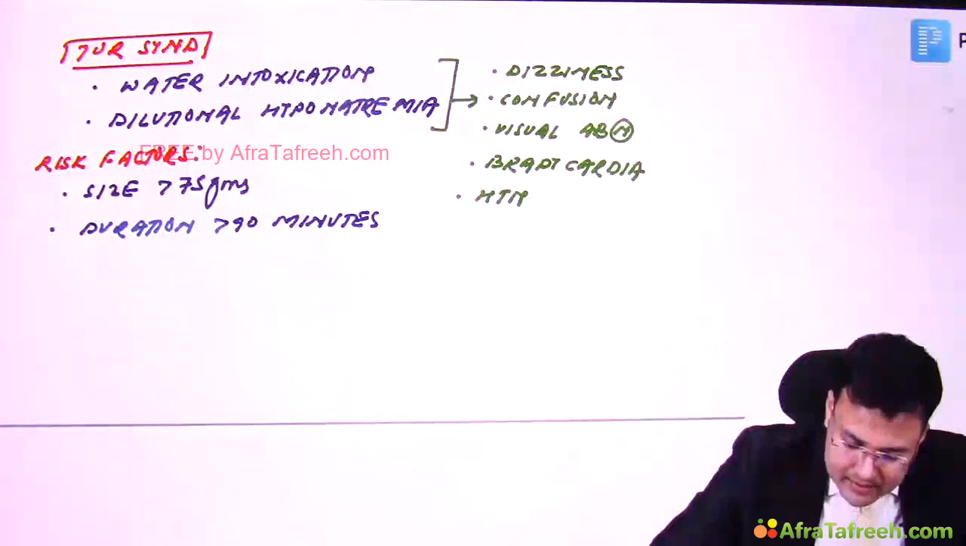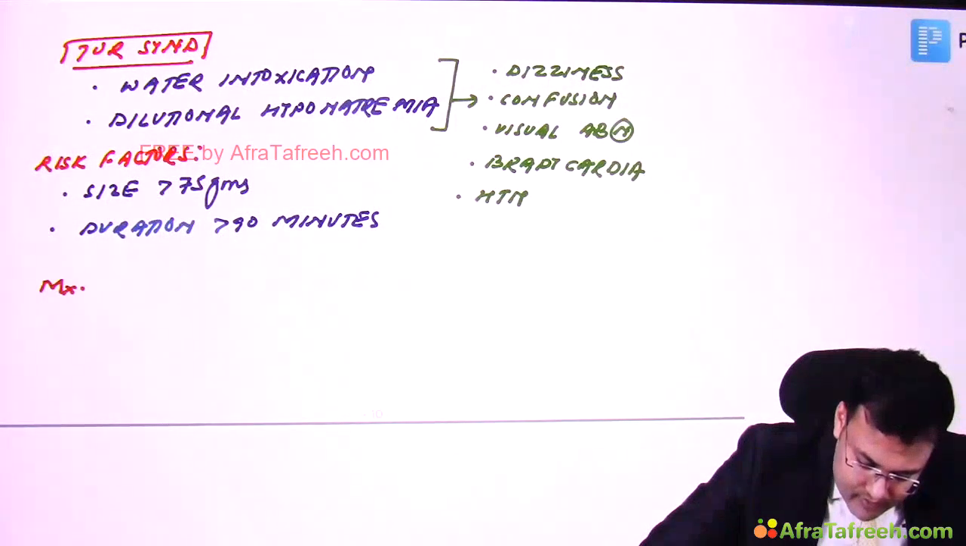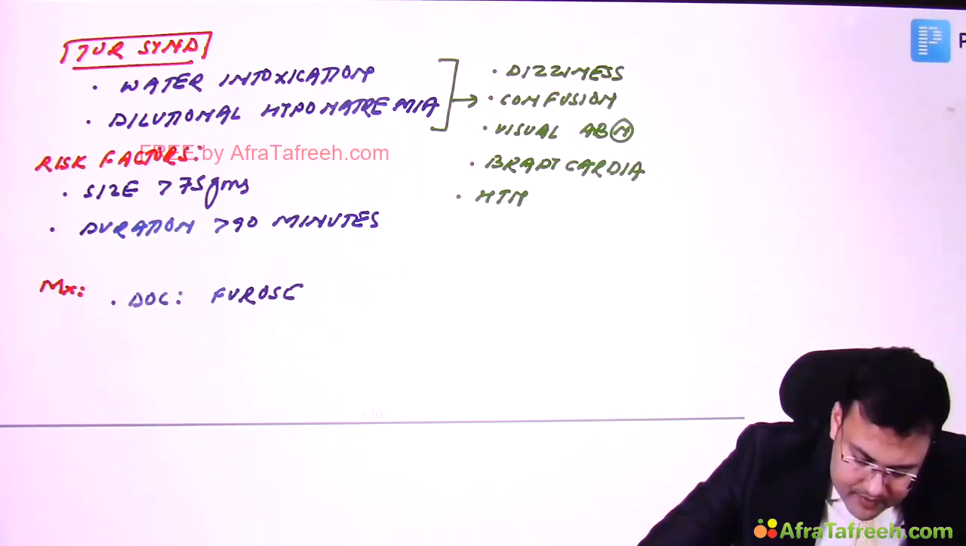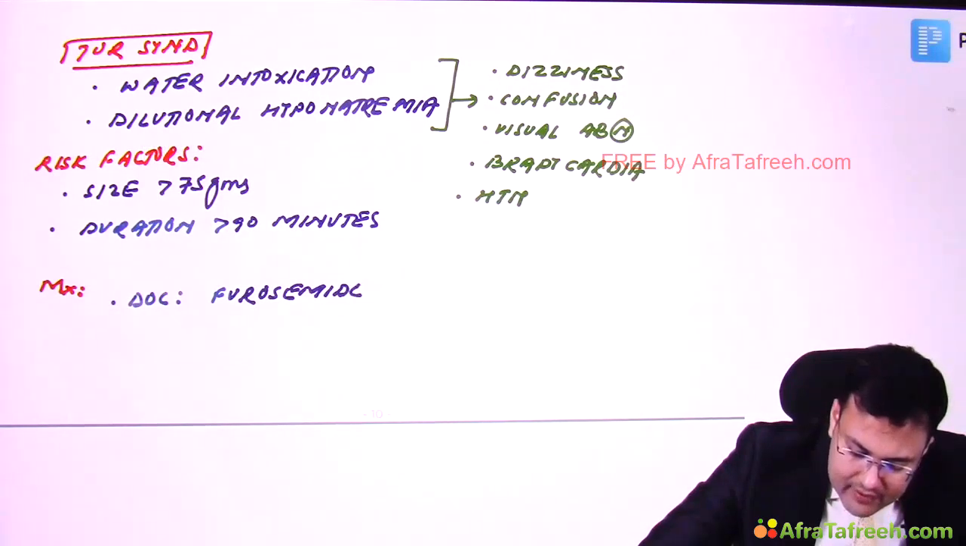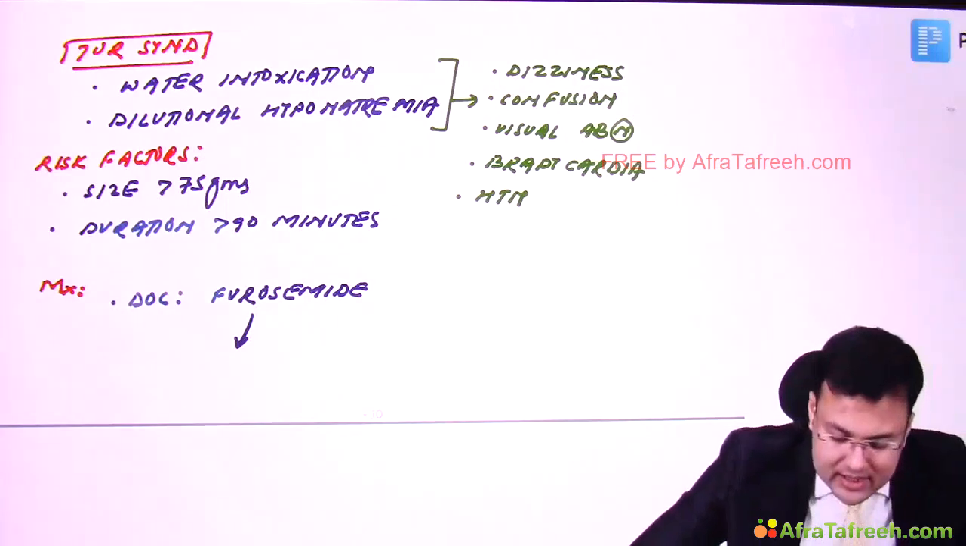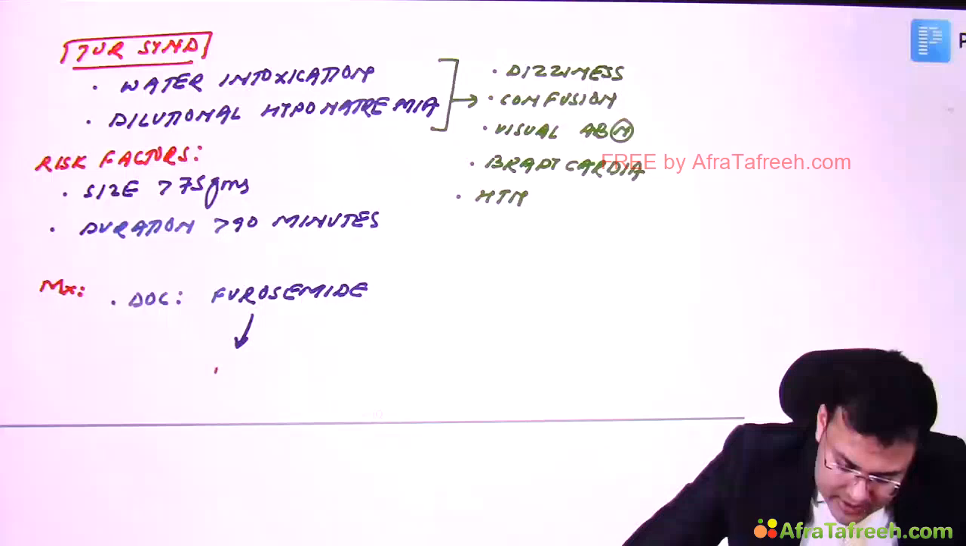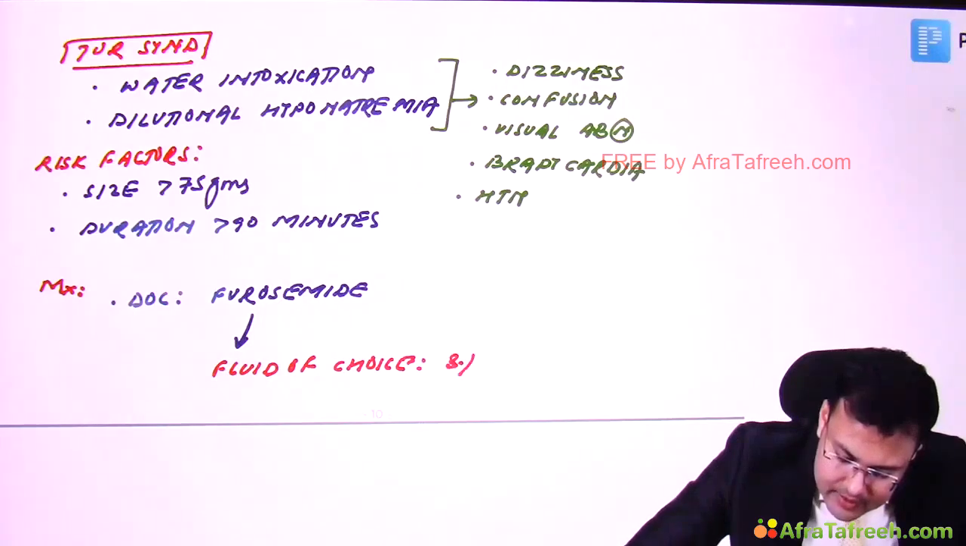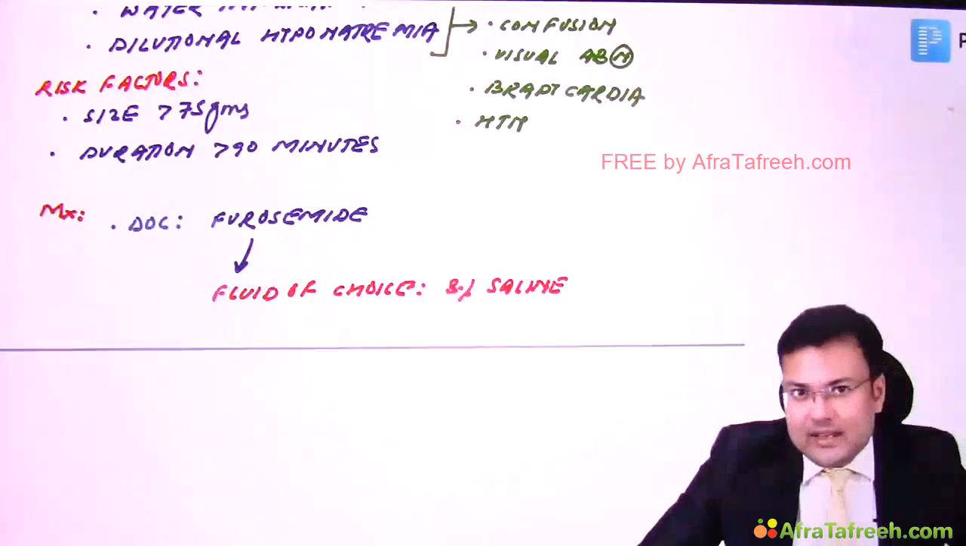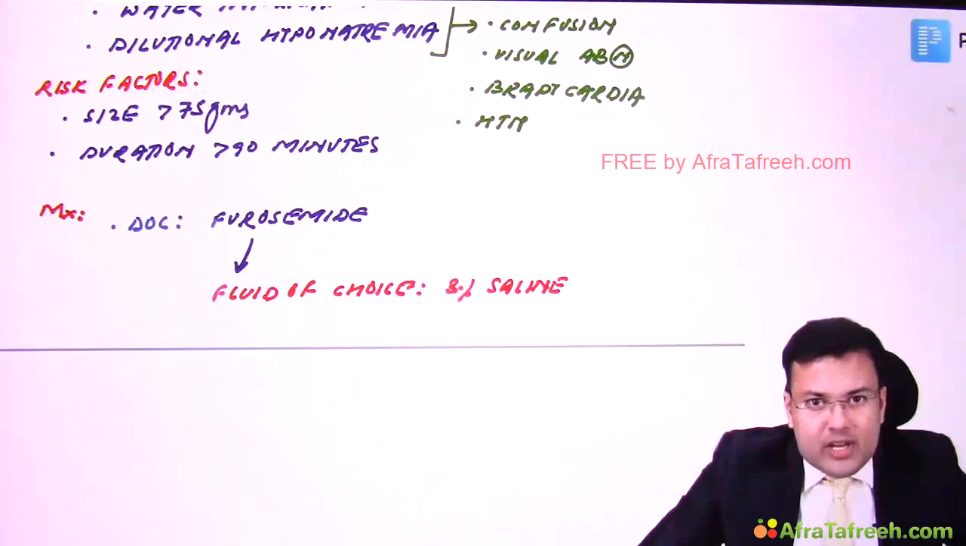So the management in these patients: the drug of choice is furosemide, and even after use of furosemide, if the patient is still symptomatic, then what is the fluid of choice? The fluid of choice is 3% saline, and that's hypertonic saline. So this is how we manage TUR syndrome.